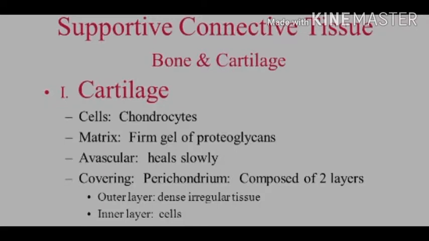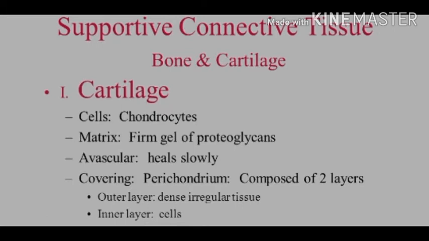The next type of connective tissue is called specialized connective tissue or supportive connective tissue, meaning they provide support to the different organs present in the body. First one among this is the cartilage. The cartilage tissue is made up of specialized cells called chondrocytes. These are present in a matrix of proteoglycans.